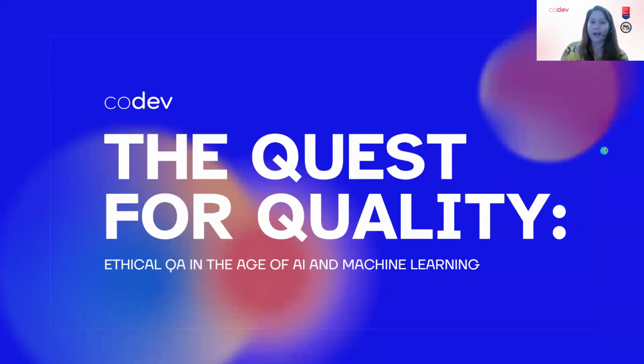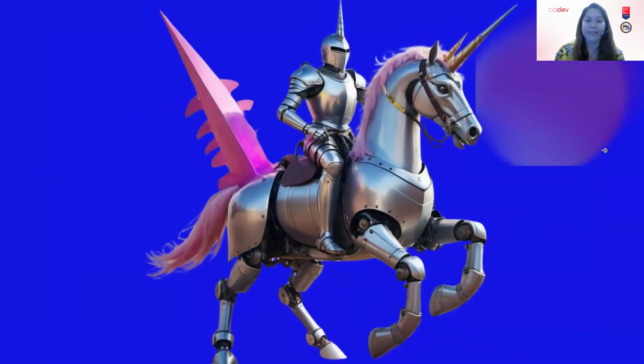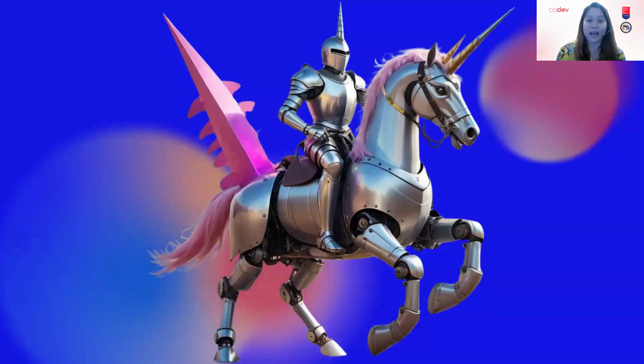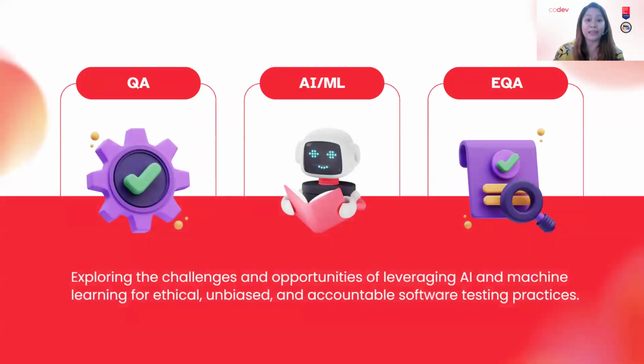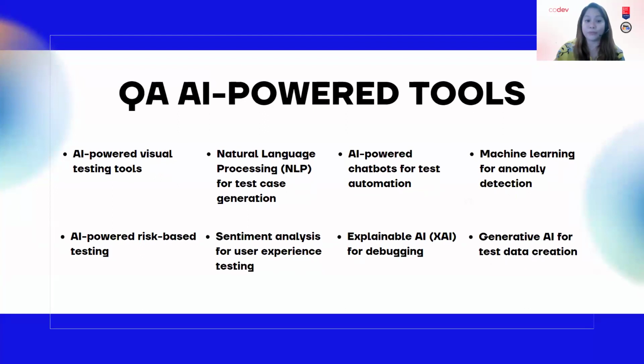So today we are going to become knights of the keyboard. As we wield our tools of ethical QA to slay the dragons of bias and conquer the dungeons of dodgy code, let's explore together the challenges and opportunities of leveraging AI and machine learning for ethical, unbiased, and accountable software testing practices.